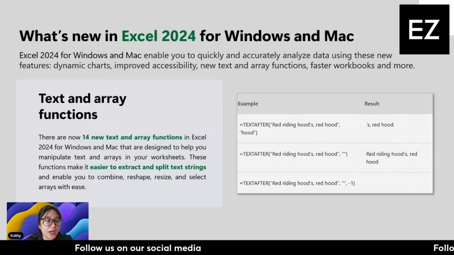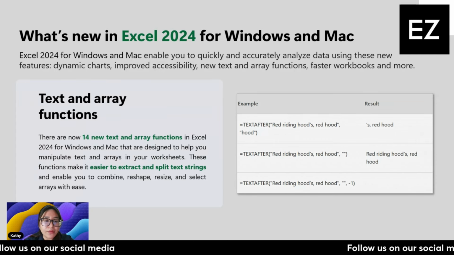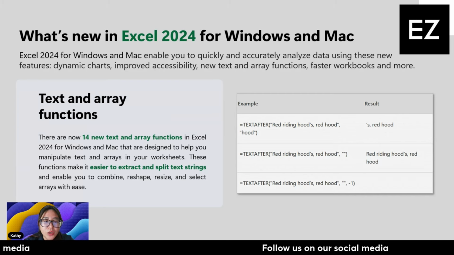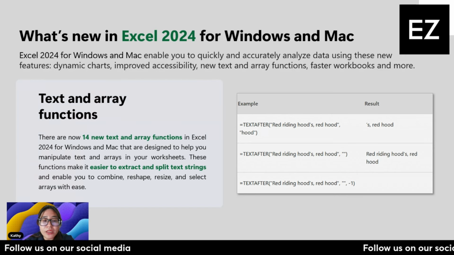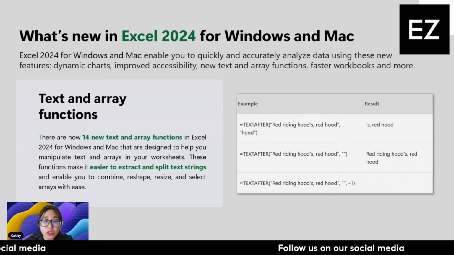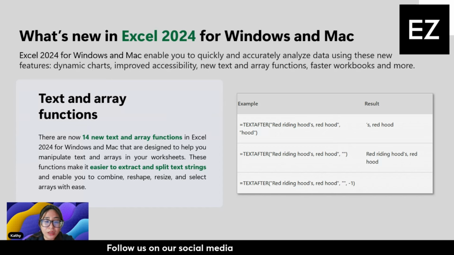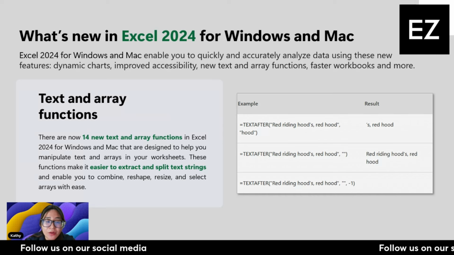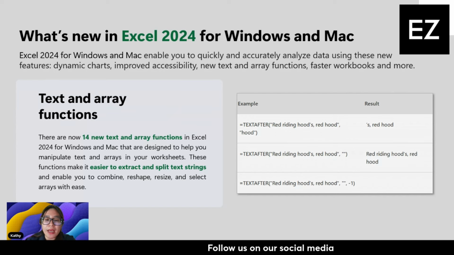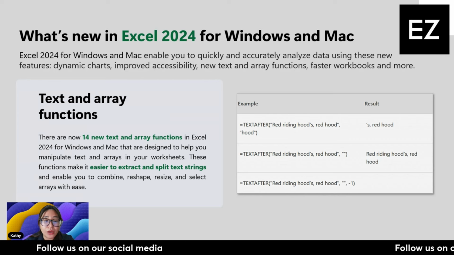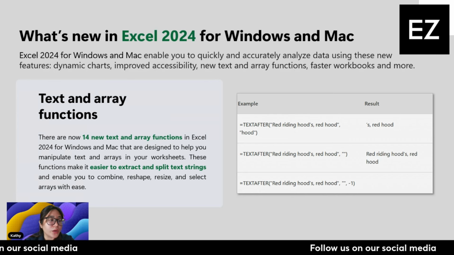Moving on to the text and array functions, there are now 14 new functions in Excel 2024. You can see the example here, and all of these functions make it a lot easier to extract and split text strings. That will enable you to combine, reshape, resize, and select different arrays with ease. So it's a lot easier when you're working with your worksheets.